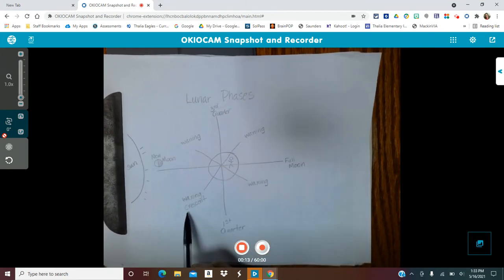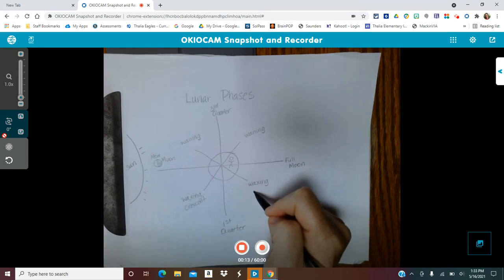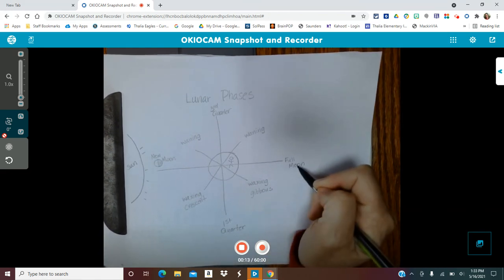Let's go back to getting bigger. So we can see it halfway here. We can almost see the full moon here. So it's that other vocabulary word that starts with a G. So waxing gibbous. Then we had the full moon where from Earth we can see it all.